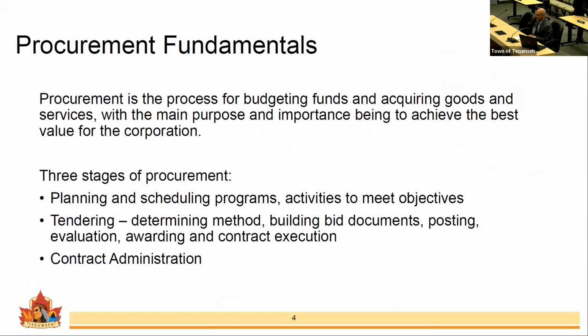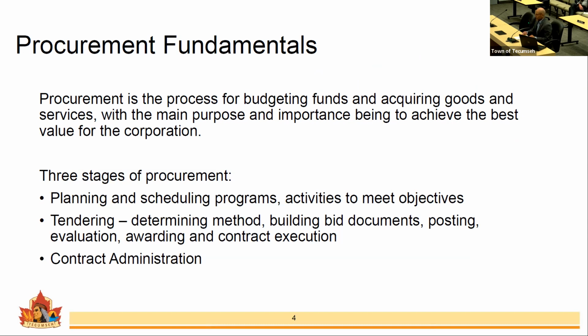So by definition, procurement or purchasing is the process for budgeting funds and acquiring goods and services, with the main purpose and importance being to achieve the best value for the corporation. So in that process, there are 3 stages: planning and scheduling programs, activities, and tasks to meet objectives. So this entails what is it that we need. Sometimes this can be clearly defined, and sometimes an exact solution is known, or sometimes we're looking for a creative solution. When do we need it? What's our budget?